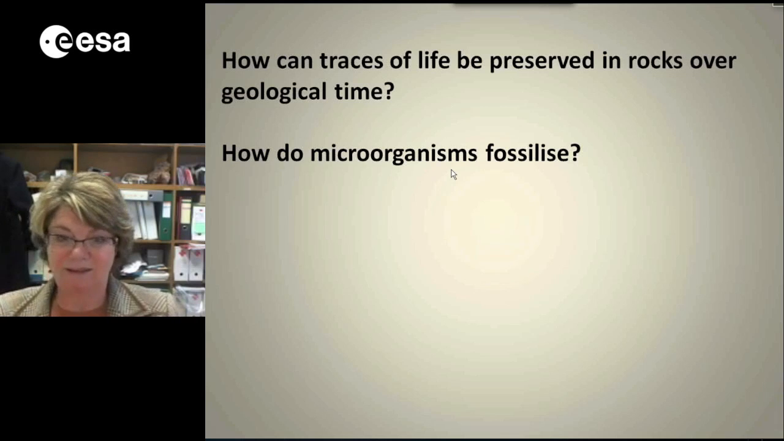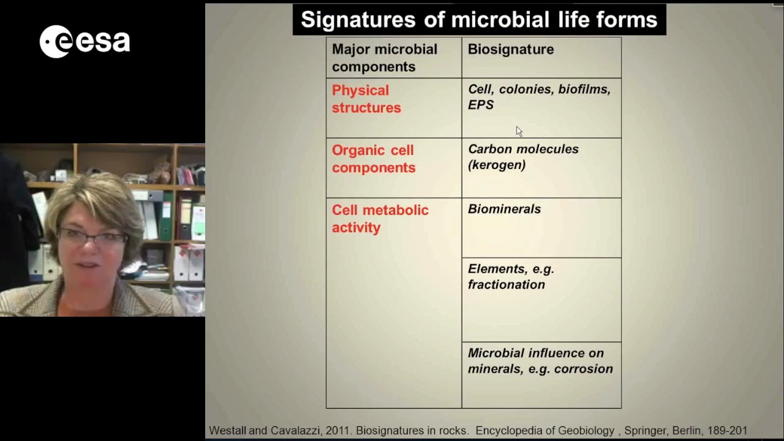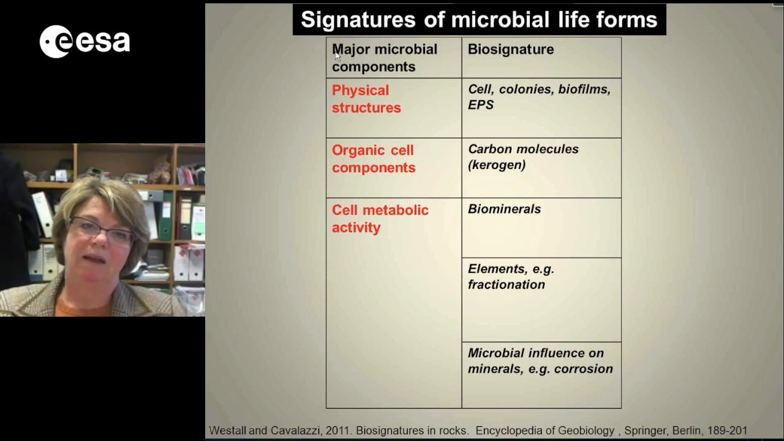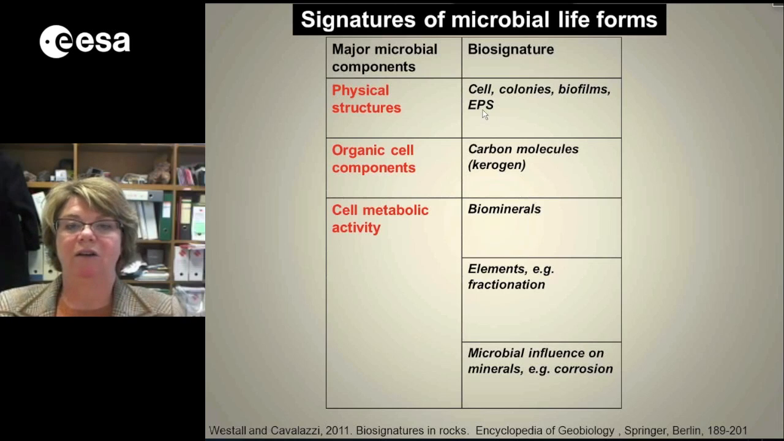And they can quite easily. I've done numerous experiments to fossilize microorganisms. So what can be fossilized? Well, the major microbial components are represented by the physical structure, the actual cells, the colonies they form, or the biofilms, mats, or the microbial extracellular polymeric substances. Then there are also the organic cell components. This means the carbon molecules, their structure, their composition, elemental and molecular composition, and various types of evidence of cell metabolic activity, such as associated biominerals, or the fractionation of certain elements, such as carbon. Also microbial influence on minerals, such as the corrosion of minerals to obtain nutrients.